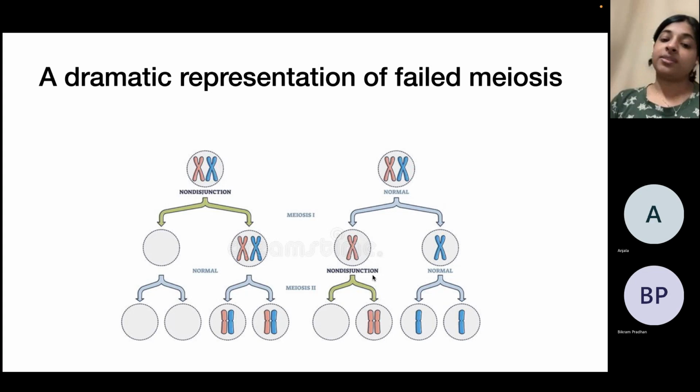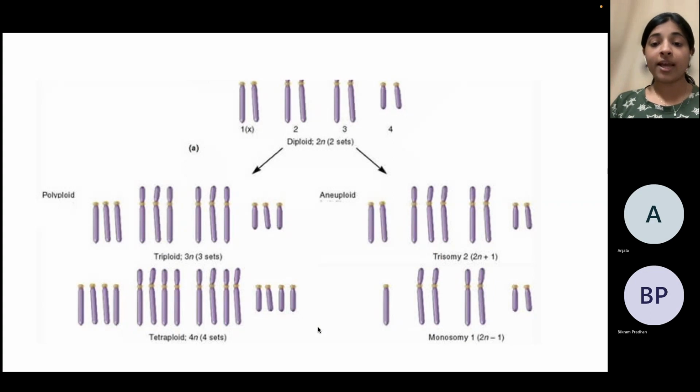Similarly, if non-disjunction happens in the second meiosis as well, instead of separating into two different cells, both go to the same cell, and one cell ends up with no chromosome at all. This is a dramatic representation to understand the gravity of this problem, and often they are manifested in various clinical conditions, and it's often because of aneuploidy rather than polyploidy. So when these chromosomal segregation problems happen, they can either be polyploid or aneuploid.